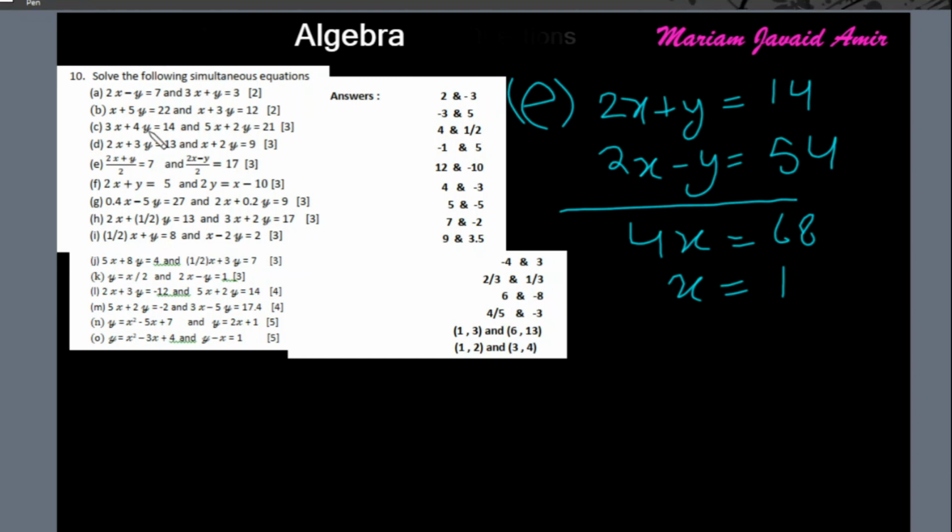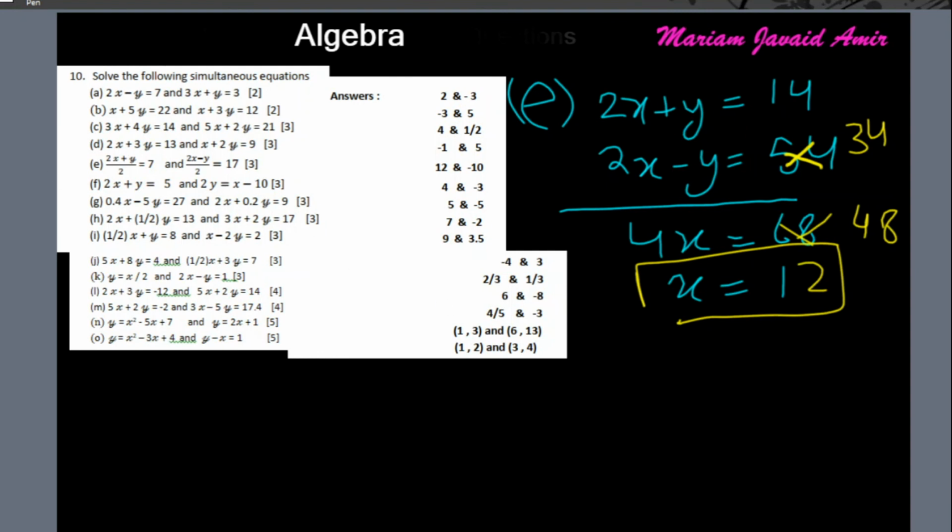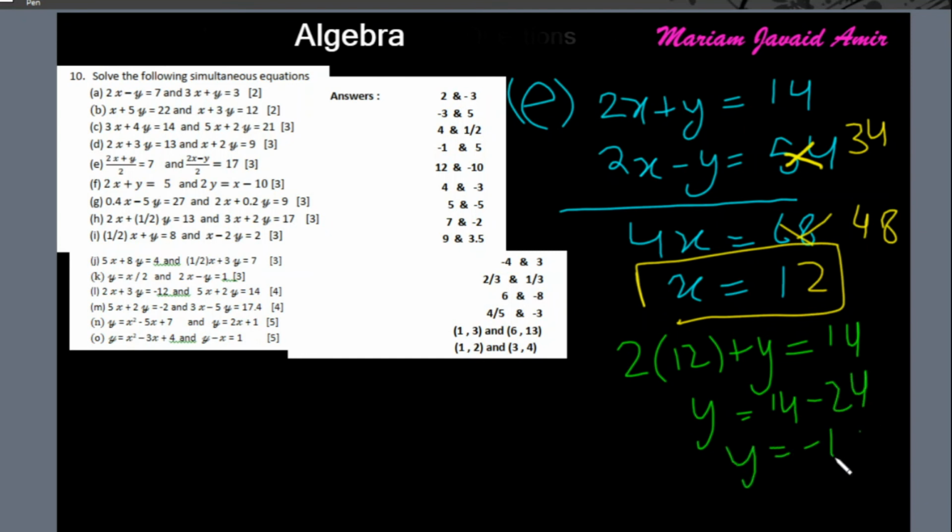Okay, I've spotted a mistake. So this is not 54, this is 17 times 2. So 17 times 2 is 34, not 54. So this is 34, which makes this 48, which makes x equals 12. So x equals 12, and then to get y, I'll put it back in the first equation. 2 times 12 plus y equals 14. So y equals 14 minus 24, which gives us minus 10. So this is the answer for part E.